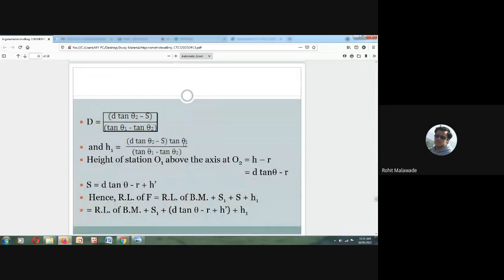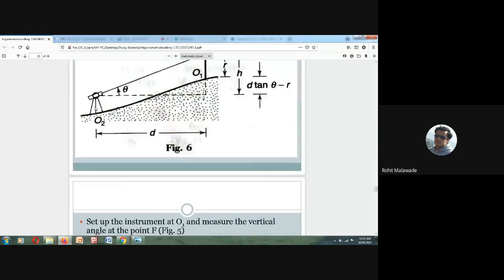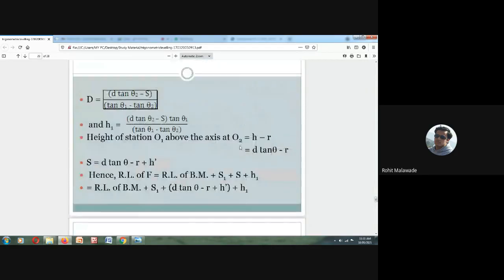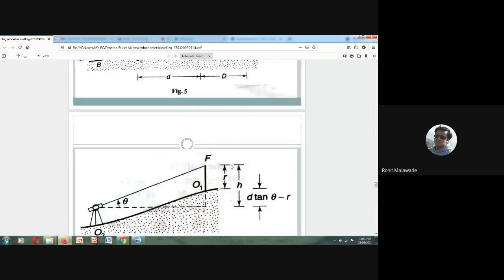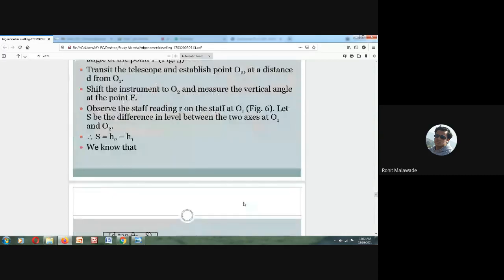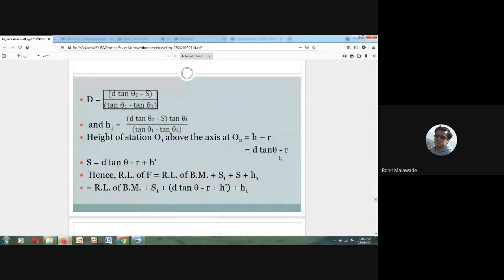D tan theta 2 minus S into tan theta 1 divided by tan theta 1 minus tan theta 2. So the angle theta 2 can be calculated, and the height of the station O1 above the axis O2 can be calculated by using the formula H is equal to D tan theta minus R.